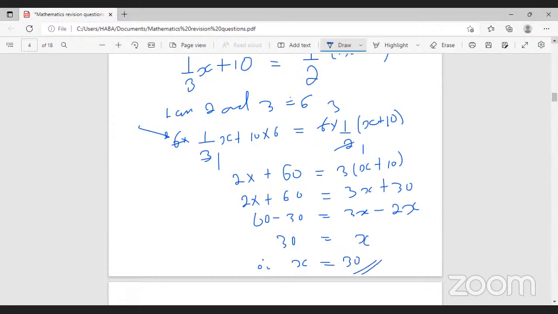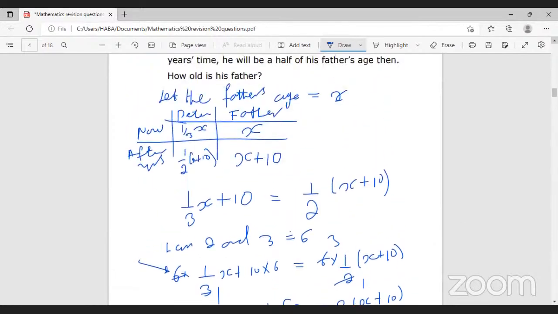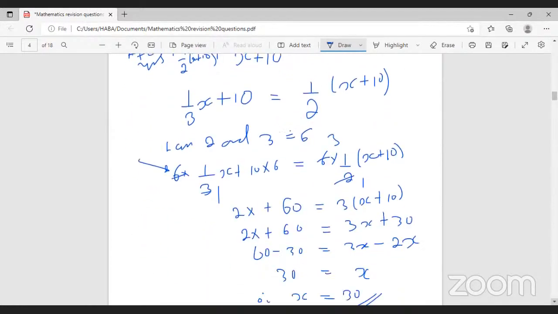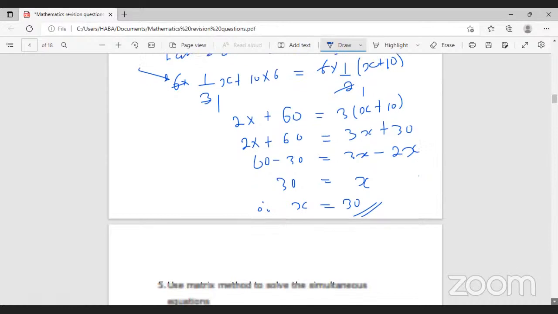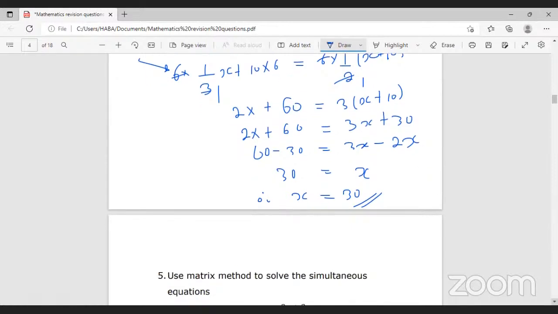So from here we can get back and see what the question required. How old is his father? So we can give a concluding statement that Peter's father is 30 years old. So that is how such kind of a question is approached.